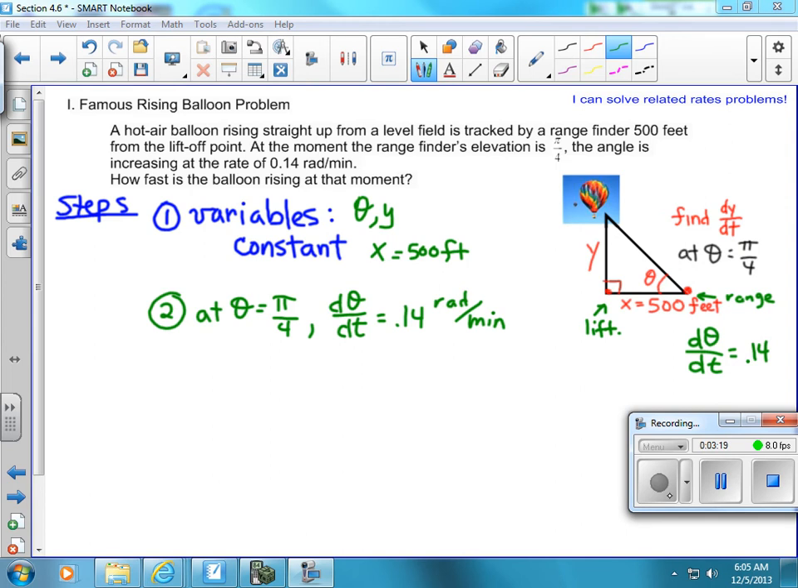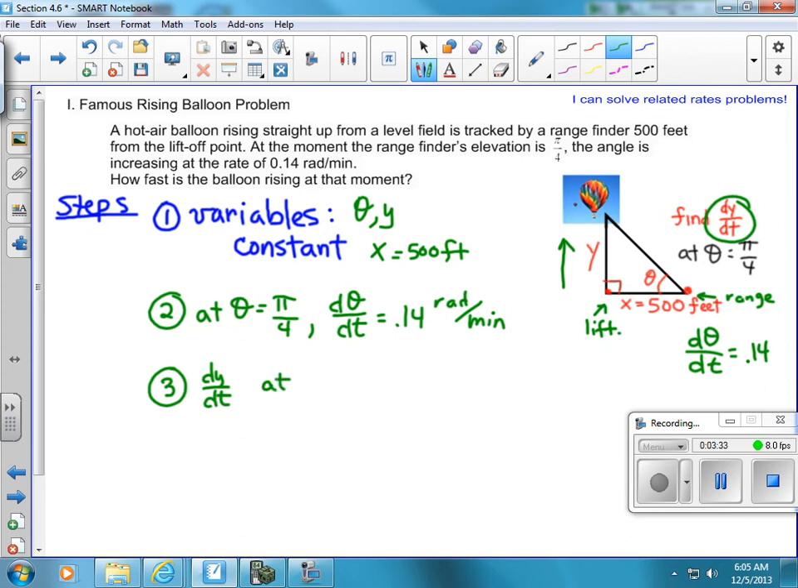Okay, so what we want to find is how fast the balloon is rising. That is going to be dy/dt. So that's number 3. What are we looking for? Number 3 is an important question. What are we looking for? We're looking for the change in y with respect to time at theta equals pi over 4. So when theta gets to that value, that's what we want to know.